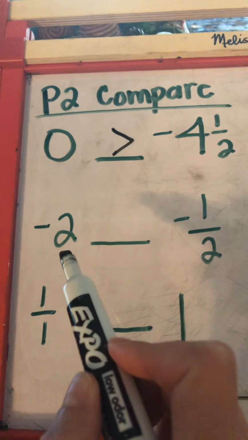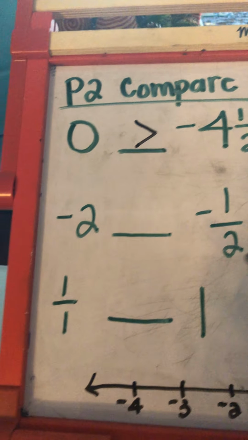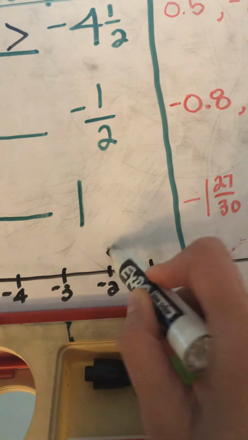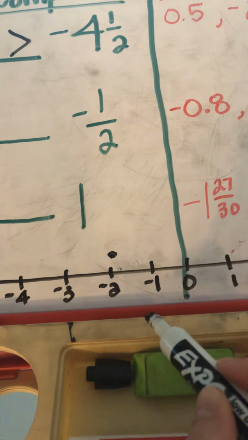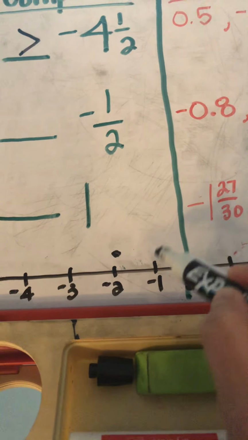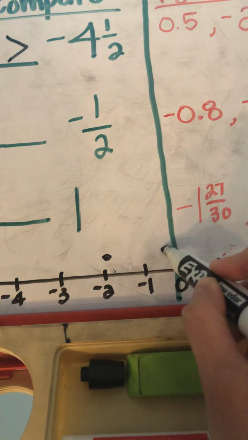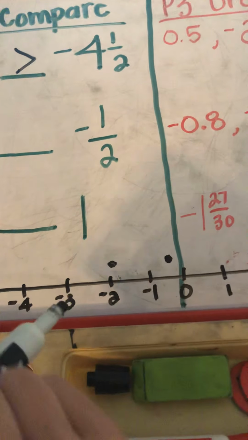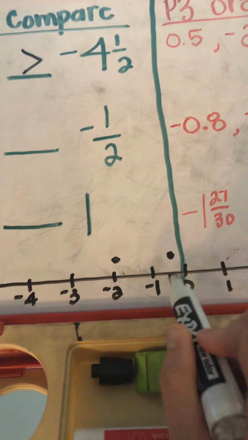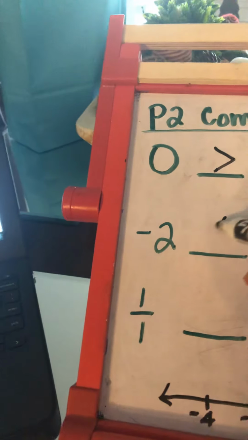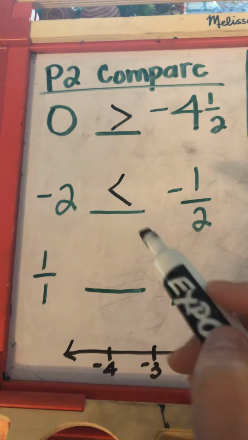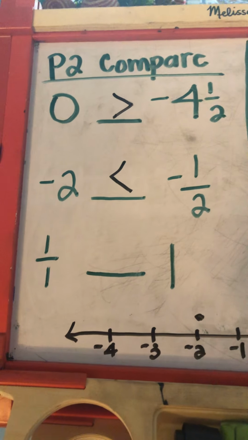All right, let's look at this one. We've got -2 and -1/2. Well, -2 is right here on our number line. -1/2 would be in between the 0 and the -1. It's halfway into our negative. So it would be right here. So the one to the right, the -1/2, is our greatest value. So remember, the alligator eats the larger one. So -2 is less than -1/2.